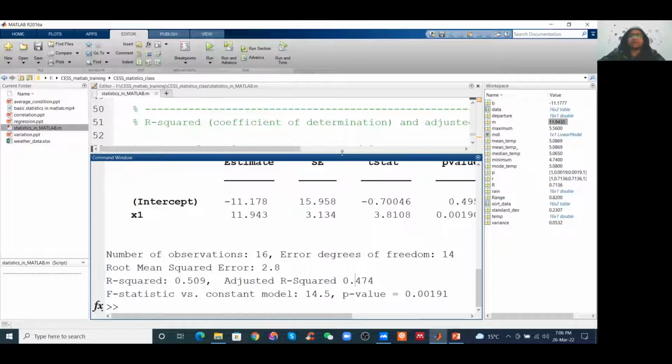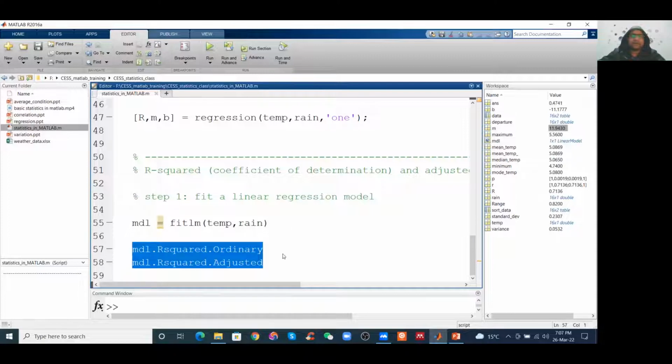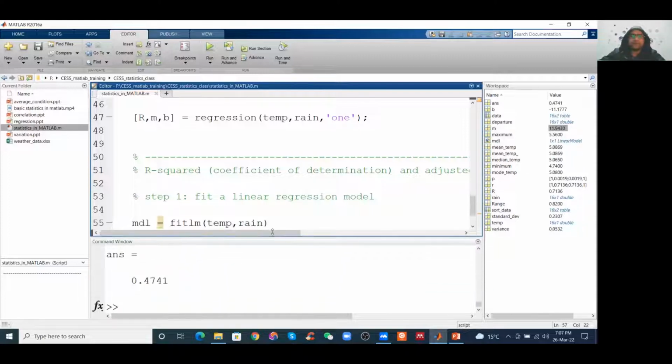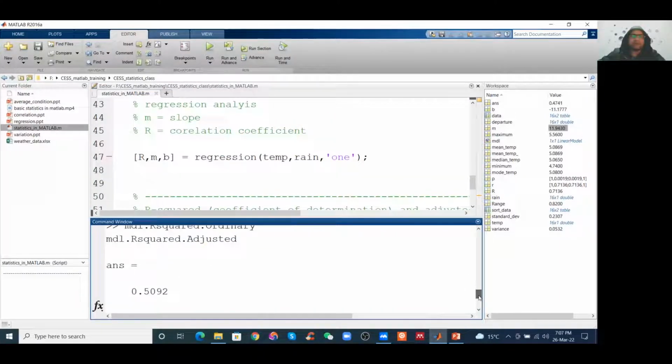But if you want to access them directly, you can use MDL.Rsquared, with the ordinary and the adjusted values. Just run it and you will get it. 0.54, 0.47.